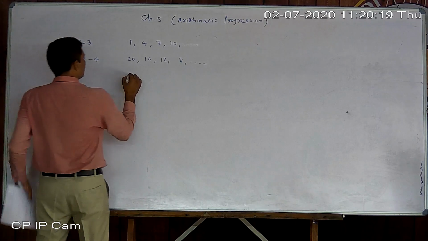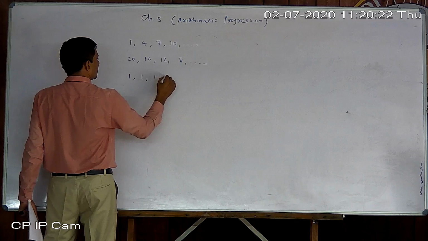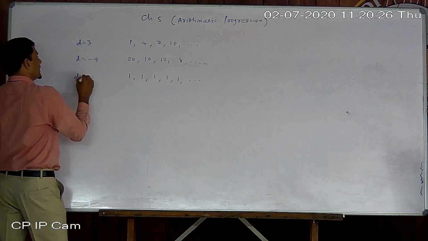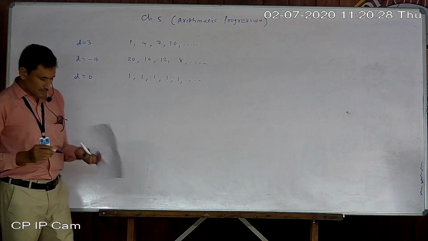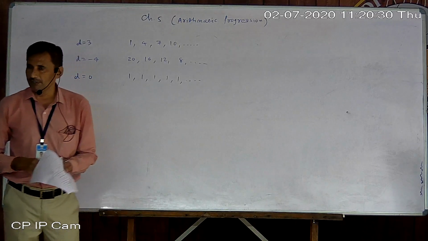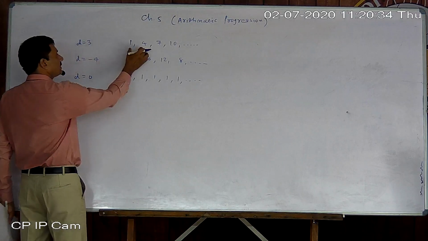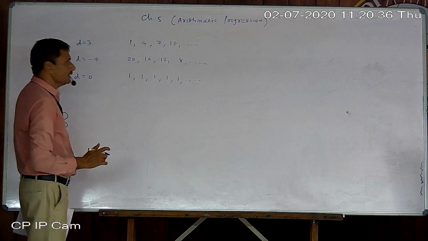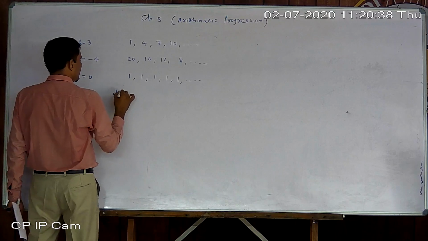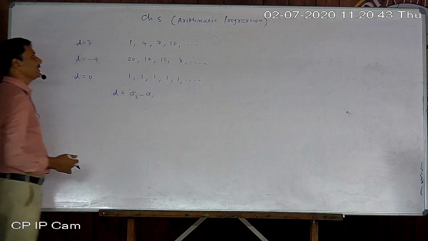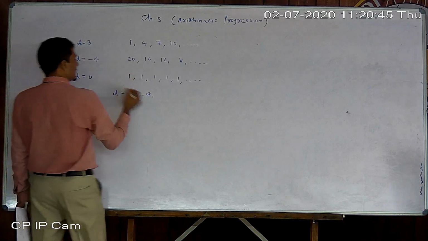Now 1, 1, 1, 1. This is also an arithmetic progression. Why? D equal to 0. So now you understand the meaning of arithmetic progression. How to find D? If you cannot find D orally, then you have to find D by A2 minus A1. But what is the meaning of A2 and A1? So these are the symbols.